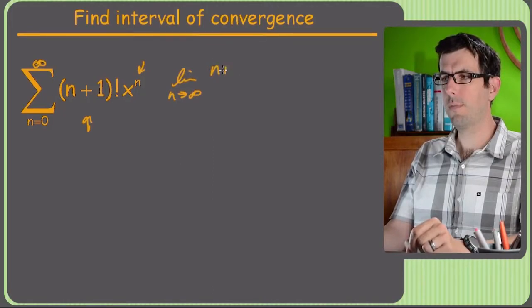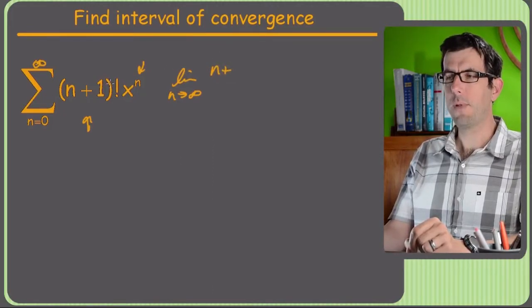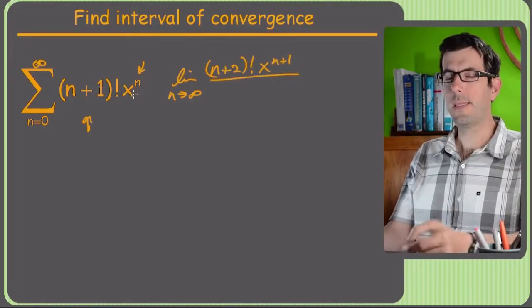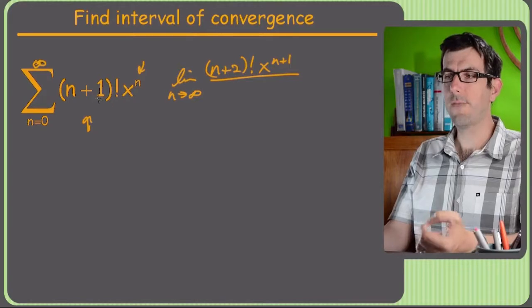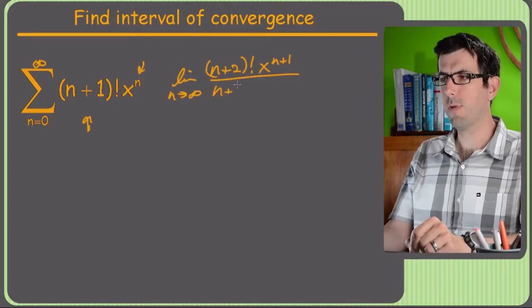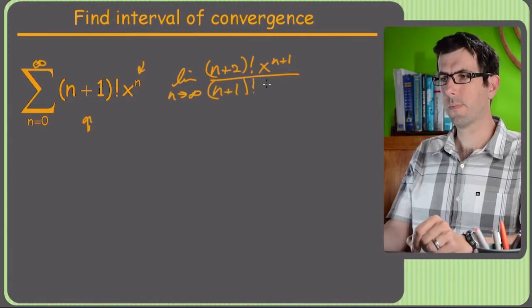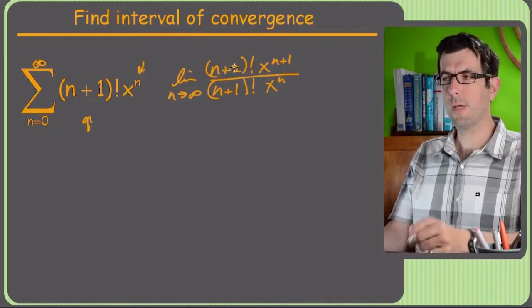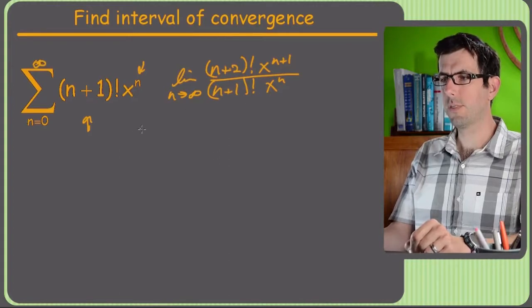So we've got n plus 1, but n plus 1 plus 1 factorial. So we actually have n plus 2 factorial upstairs. Then x to n plus 1. Then downstairs, when we plug in just n for n, we'll get n plus 1 factorial times x to the n. So it looks a little funky. We have an n plus 2, but everything should still shake out pretty much the same.